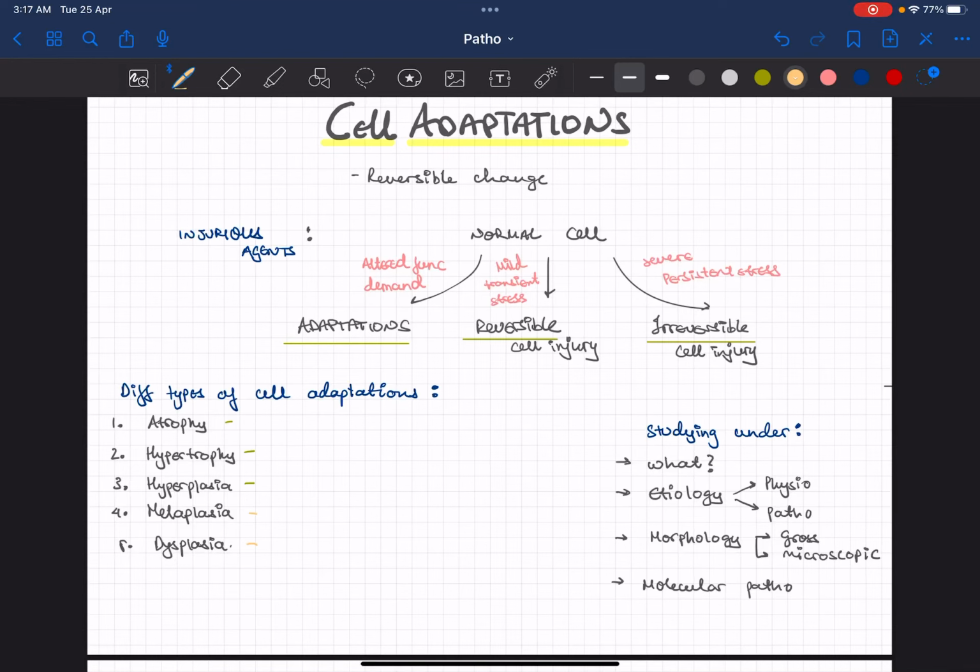So today we will be starting with cell adaptations and we will be completing its two topics, that are atrophy and hypertrophy. Let's start.